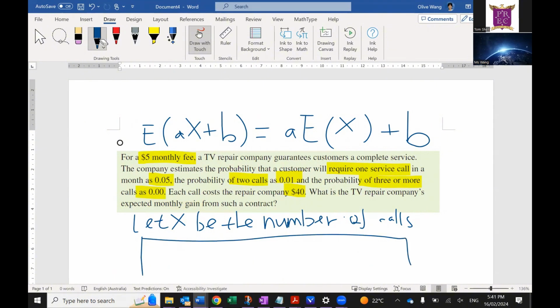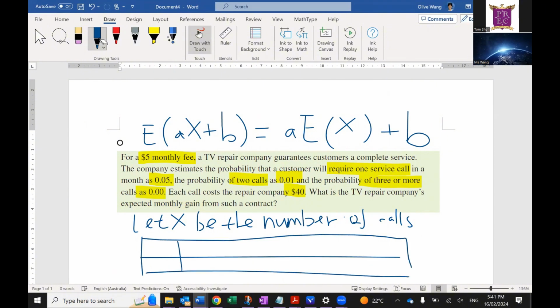The number of calls. Okay, so now I have this one here. Capital X equals small x there. Okay, one call is 0.05. Two calls would be 0.01, and zero calls would be 0.94. Once I have this one, I could work out the number of average calls I get. So that's 1 times 0.05 plus 2 times 0.01. That is 0.07, right?